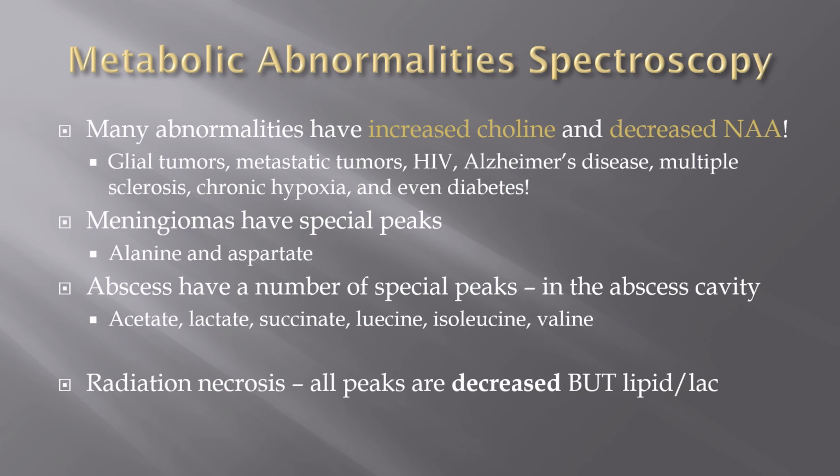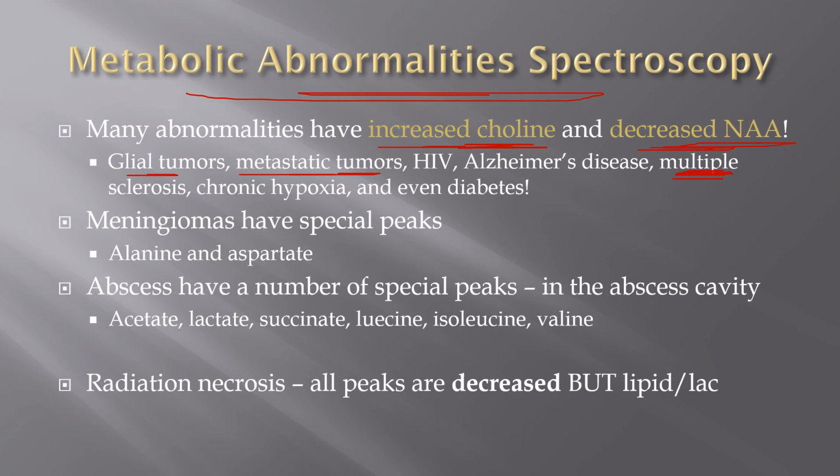Okay, an overview of the metabolic abnormalities in spectroscopy. The good thing is, in general, this is kind of easy. For many etiologies, you have increased choline and decreased NAA. Okay, you're done, you can go home. You'll see this in many different pathologies. As I mentioned, glial tumors, metastatic disease, multiple sclerosis. So spectroscopy doesn't help you that much in telling a tumefactive multiple sclerosis lesion from some neoplastic lesion.